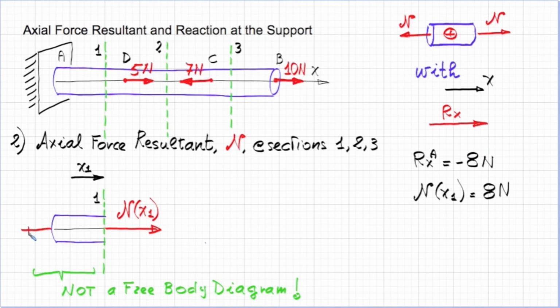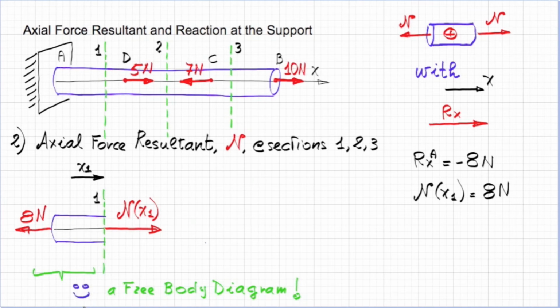This was 8 newtons and it was pulling in the direction against the x-axis. So we can get rid of the wall and replace it with the reaction at the support. Only after we do this is a free body diagram, and only at this point we can use equilibrium to calculate the unknown axial force n of x1.